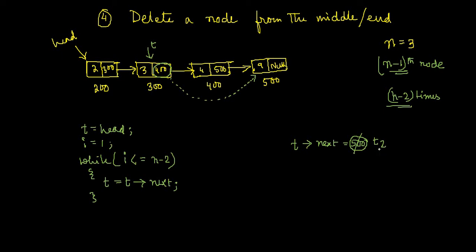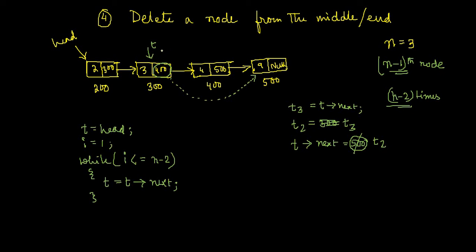Some pointer I require. So if I assume that somehow T2 contains 500, then you can say your job is done. But how will T2 contain 500? You cannot write that T2 will be equal to 500. We cannot work with address. But you know what you can write? Somehow you have to initialize T2 by some, say, another pointer T3, and you can write T3 as T next.